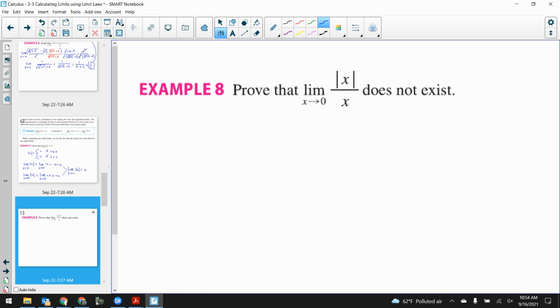How do you show a limit does not exist? One way to show a limit does not exist is if the left side limit does not match the right side limit. Okay, so let's think back. The absolute value of x is really x if x is greater than or equal to 0, and negative x if x is less than 0, right?